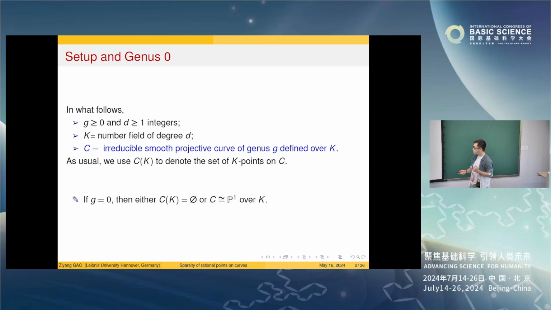When the genus is 0, the situation is rather simple. Either it has no rational points or it is isomorphic to P1. So it has either no rational solution or it has infinitely many rational solutions and a lot of small ones. And better, we even have some local-global principles here.